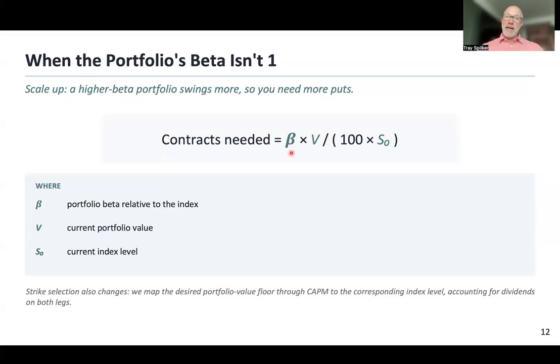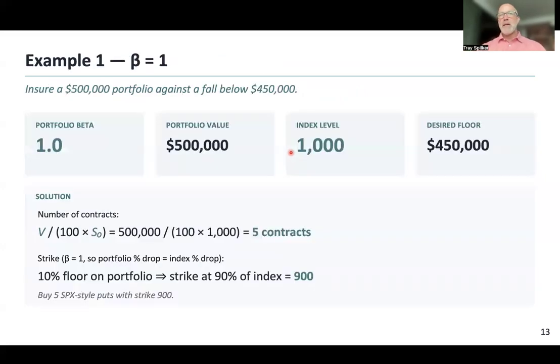And the way we do that is to use CAPM to translate gains or losses on our portfolio vis-a-vis the index change. So let's take a look at a couple of examples here. This is the straightforward example where our beta is equal to 1.